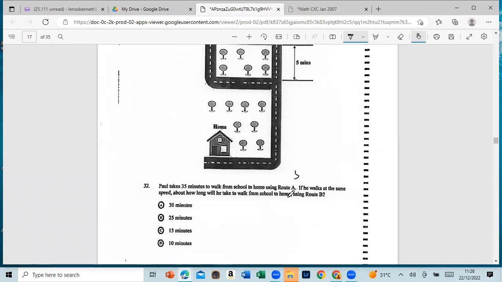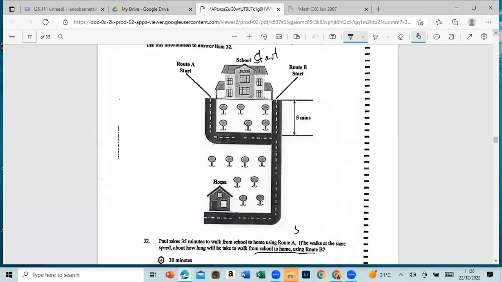Where is answer 25? Let me see, I'm not sure. All right, so route A, it took 25 minutes, right? How long will it take from route B? 35. Okay, I understand why you say that. But is it correct though? Guys, you see what the question says? From here, look. You come so. That takes you 35 minutes.